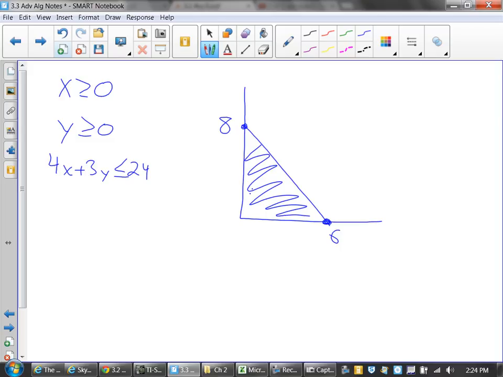Now, I also know that I have 3 points of inflection, 3 places where the graph changes. And we can find these ordered pairs. What's the ordered pair here? 6, 0. What's this one? And then what's this? 0, 0.